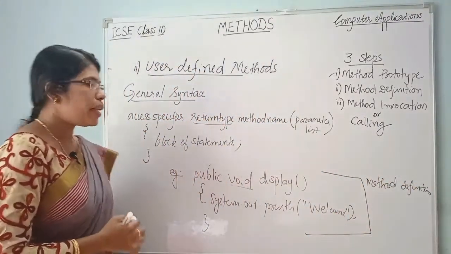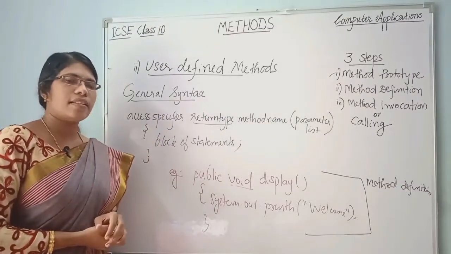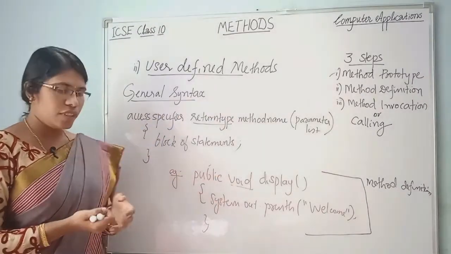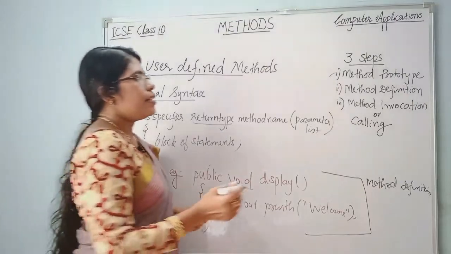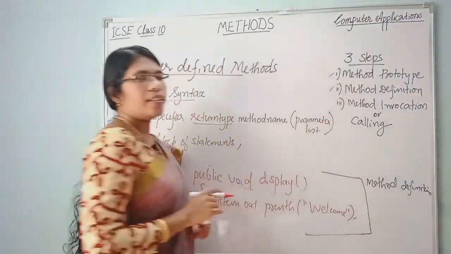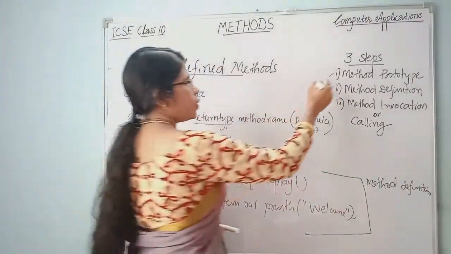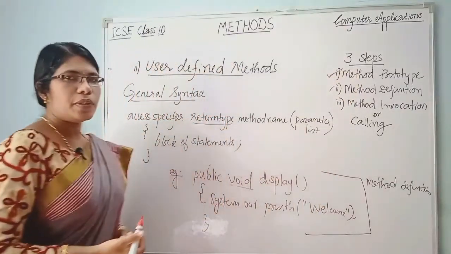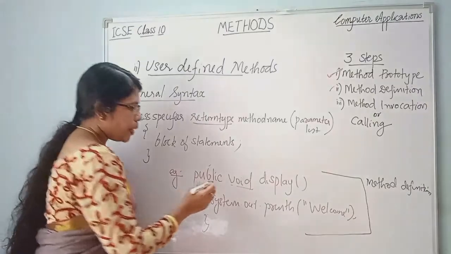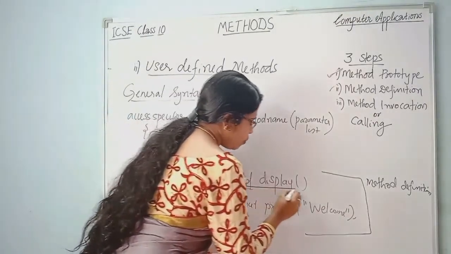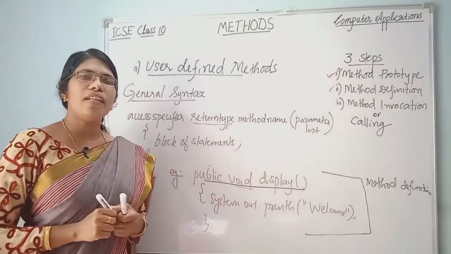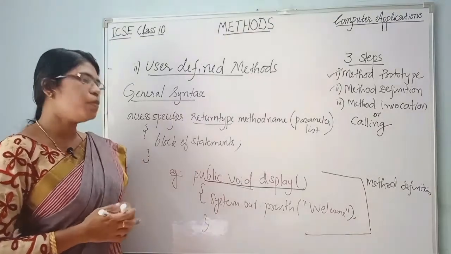We are defining a method based on the syntax. That is known as method definition. The next one is method prototype. Method prototype is the first line of the method definition. That is, public void display is the method prototype here.